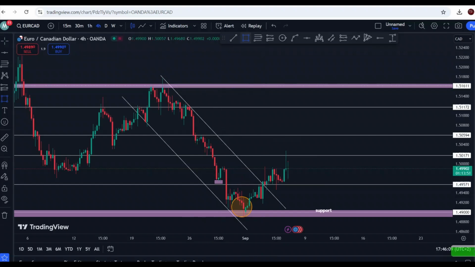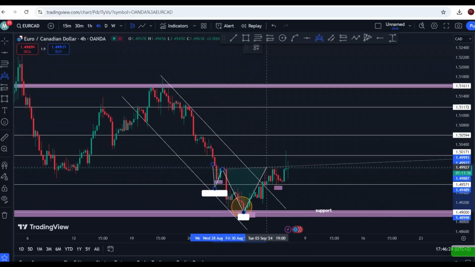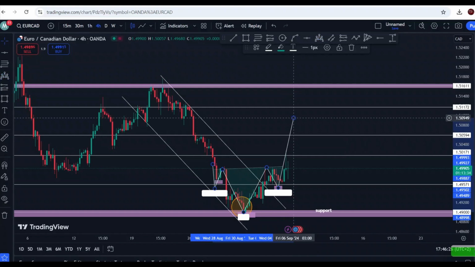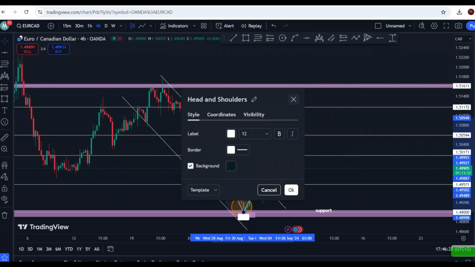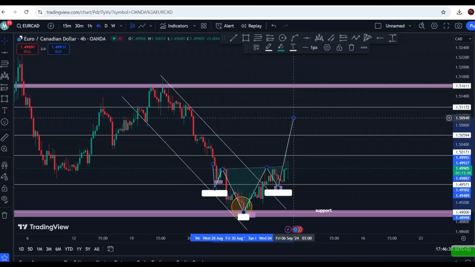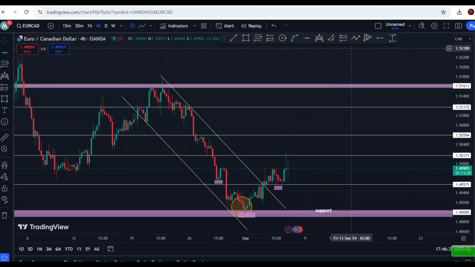Guys, this is a high probability setup. I'm seeing a head and shoulders on the bigger time frame. This is the left. Let me just show you guys what I'm seeing. Bigger time frame, I'm seeing something like this. This is what I'm seeing, head and shoulders.